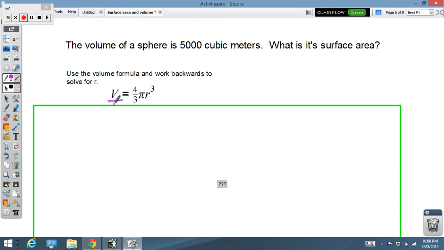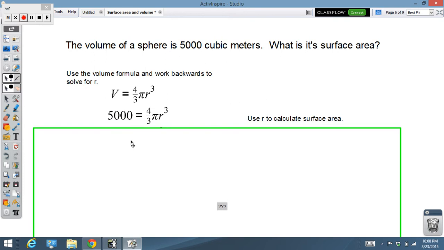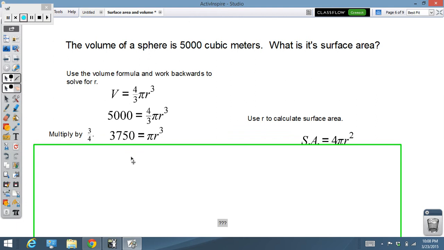So we'll plug in the volume and find the radius. Here we go, plug in volume. Now, if we multiply by 3/4, this goes away, and that gets reduced to that.